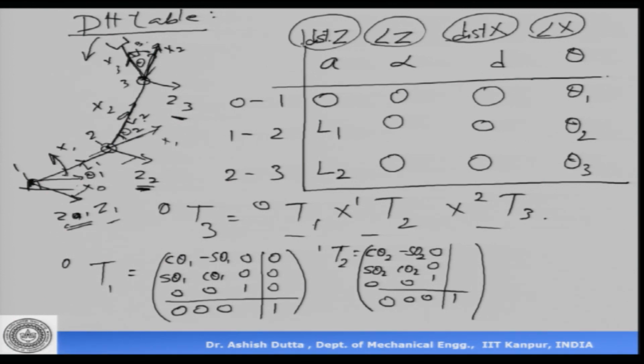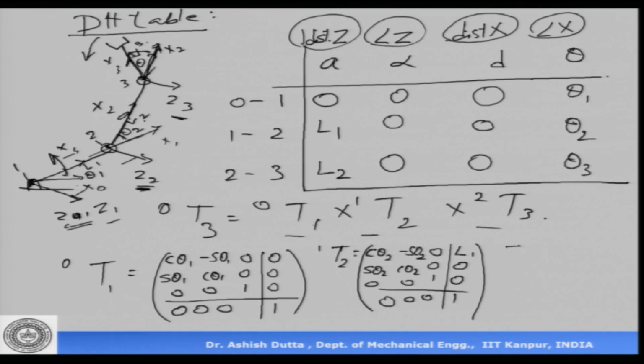Now, what is the distance between the origins? The first origin is here, the second origin is there. It is L1, L1 along the x axis. My x1 is in this direction, so this L1 is the distance between the origins in the x direction. There is no distance in the y and no distance in the z direction.